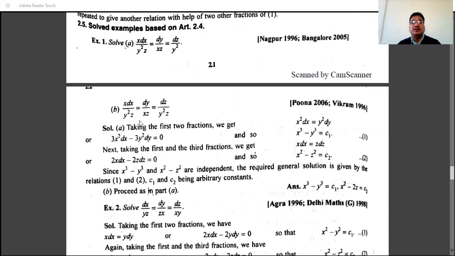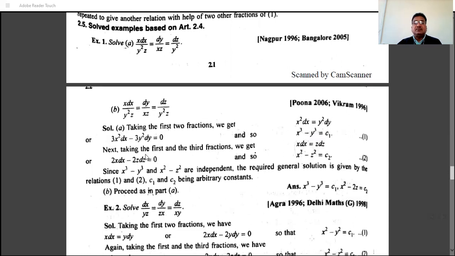x square dx minus y square dy is equal to 0. Okay, x square dx is equal to y square dy. After considering the first two fractions we have this, and then integrating, x cube by 3, y cube by 3, and then multiplying by 3 we get this answer, x cube minus y cube is equal to c1. So this is the first integral solution of this differential equation.